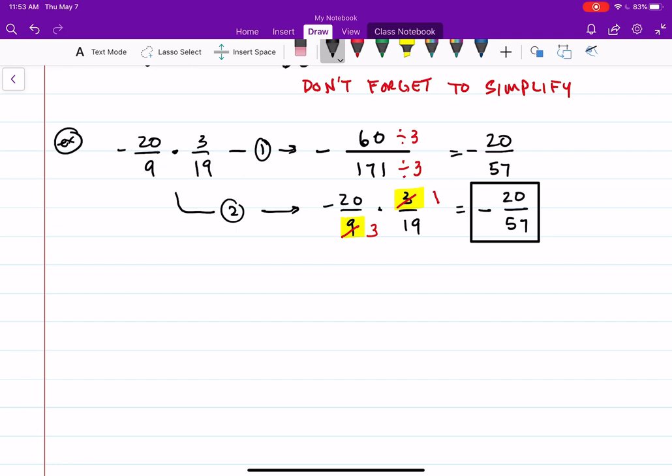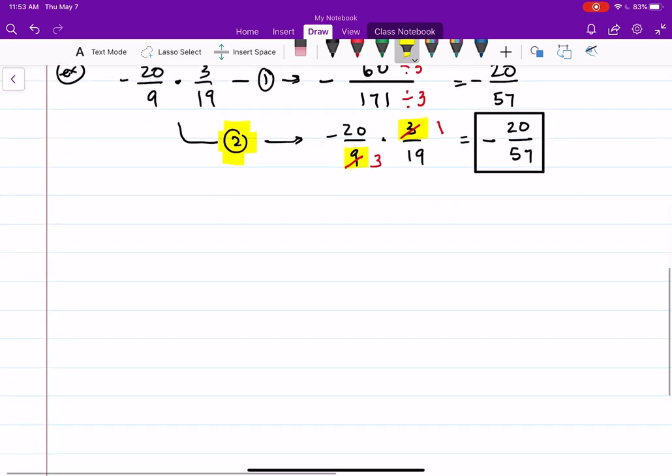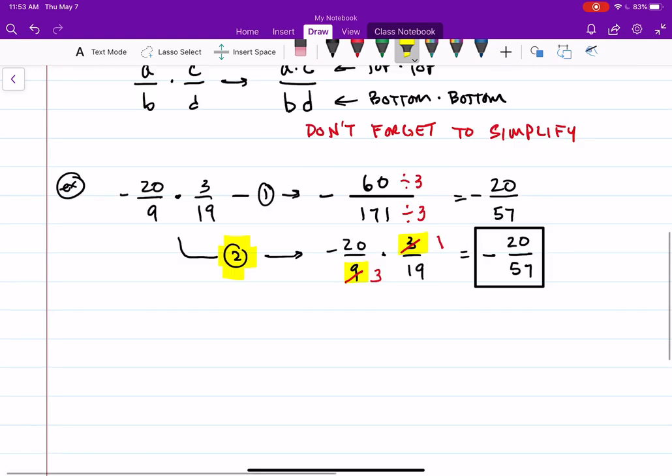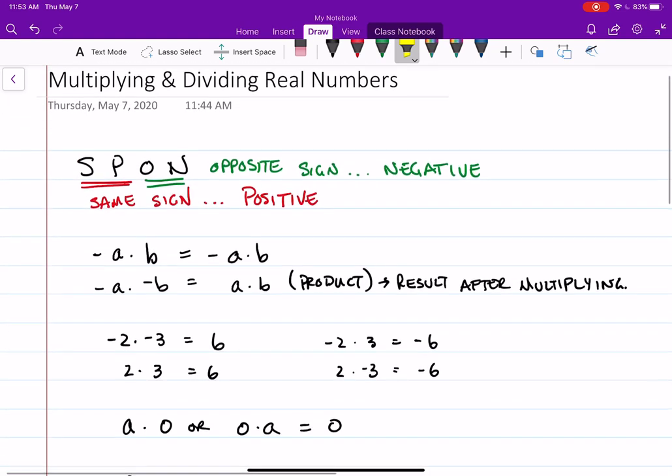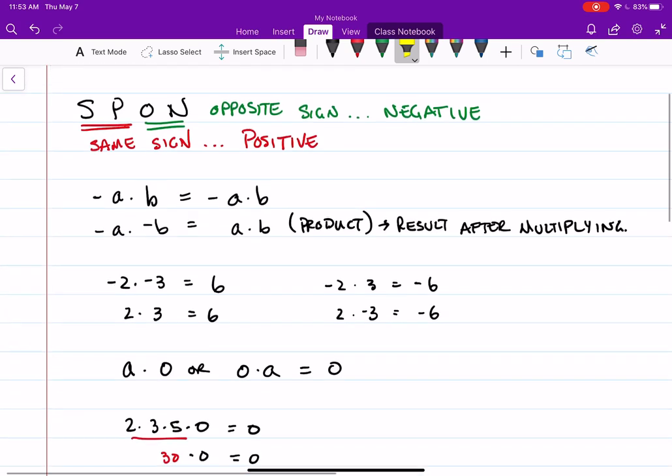I would strongly suggest method 2, just because I do believe that it's an easier method, all right? And so that is the way you would do multiplying rational numbers. So let's talk about dividing a little bit. Dividing, the sign rules still work the same exact way.